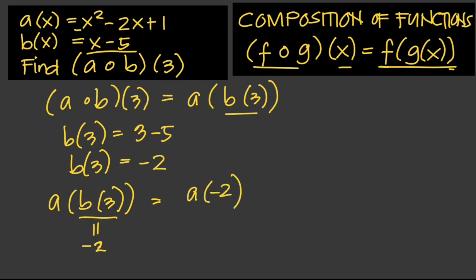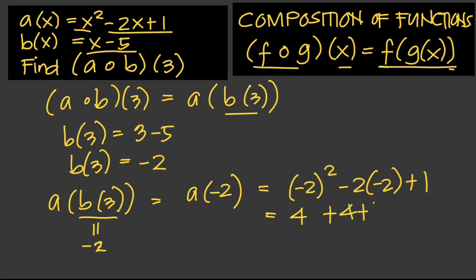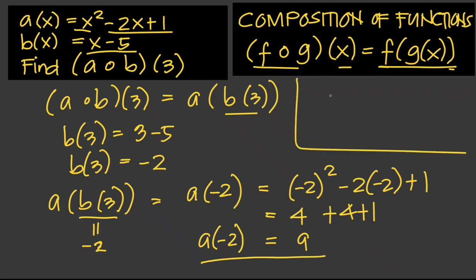And then a of x is just equal to x squared minus 2x plus 1. So this would become negative 2 squared minus 2 times negative 2 plus 1. So this is 4 plus 4 plus 1. Therefore, a of negative 2 is just equal to 9. So this is our solution. So a of b of 3 is just equal to 9.